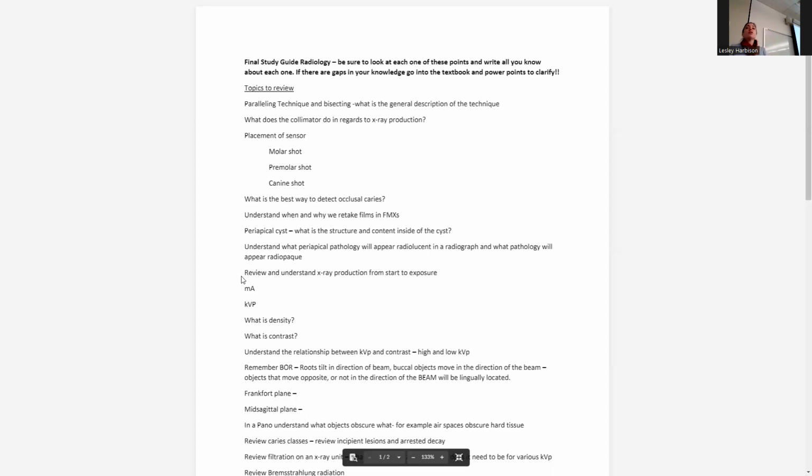So that's just another good take-home point. MA is usually stable. You can't usually change MA, and it only has to do with a couple of things. And then KVP, you can change, and it has to do with more things. So just being familiar with that.